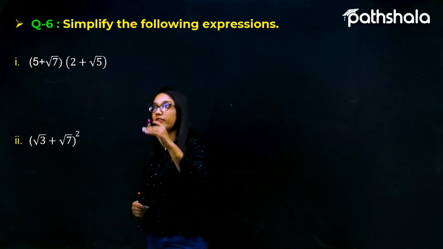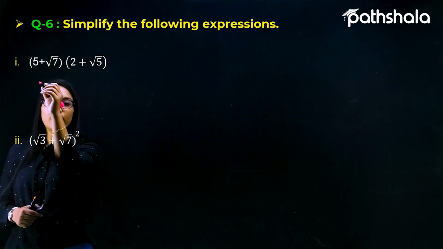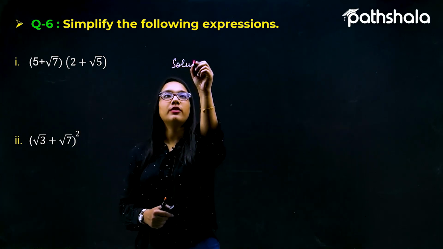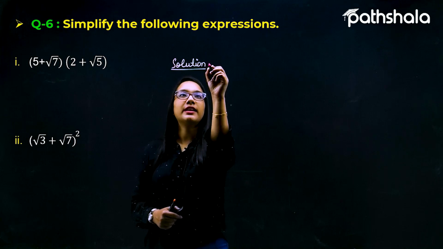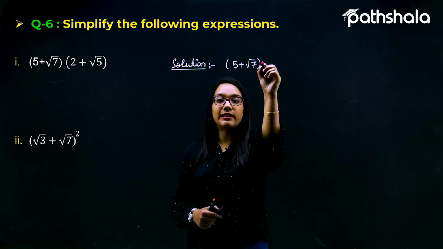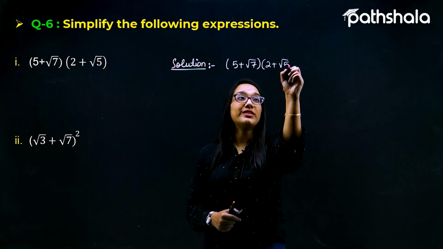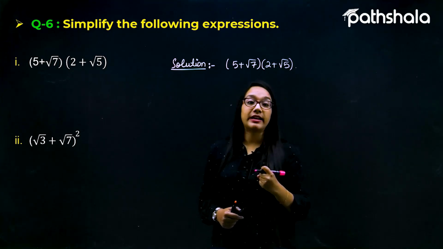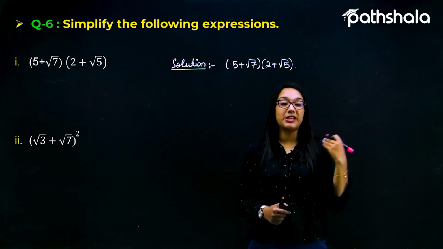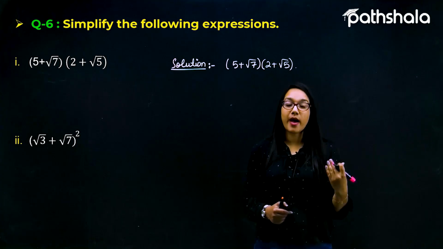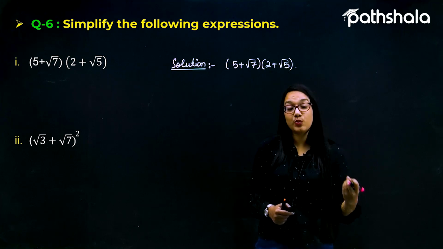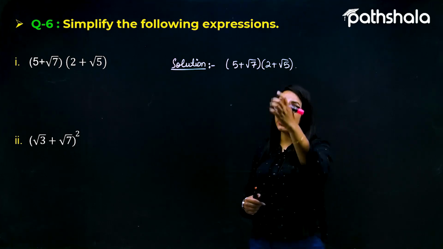So let's start solving expression number 1. Let me write it over here. First of all, we have the expression (5 + √7)(2 + √5). Always remember the algebraic identities that we are aware of: (a + b) whole square, (a - b) whole square, a square minus b square, because with the help of these algebraic identities we can simplify such kind of expressions.